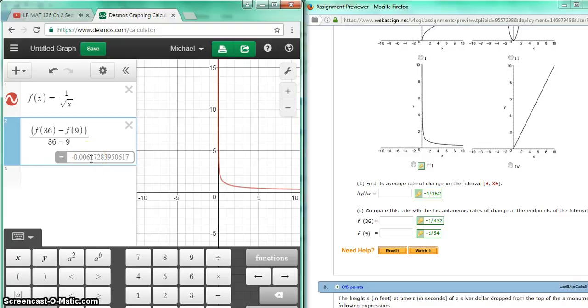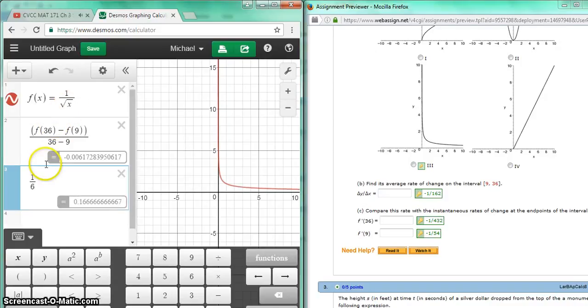Well, this number, notice that they just give us fraction form. So it's looking for a fraction. So what we could do is, we know f of 36, if we plug in 36 into this, we get 1/6. And then we're subtracting, if we plug in 9 here, we get 1/3. And then we have all of this divided by 36 minus 9, which is 27.